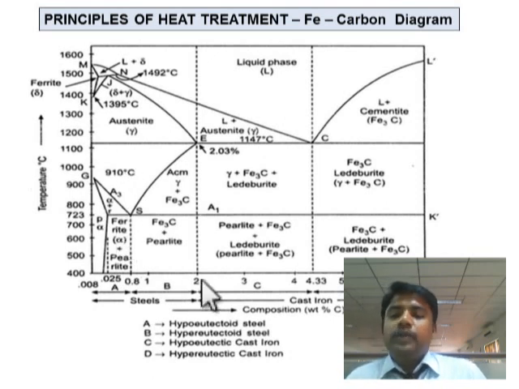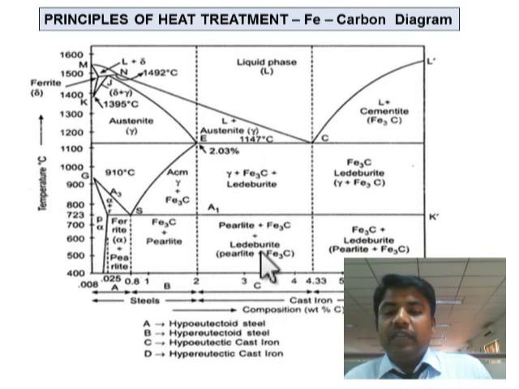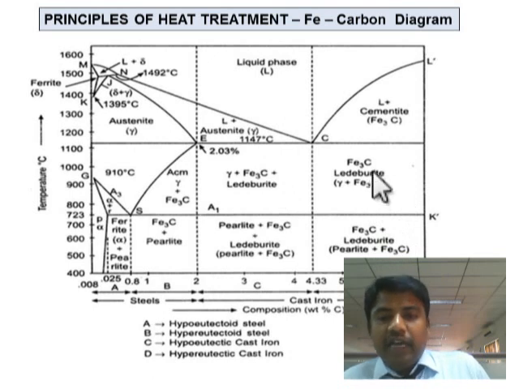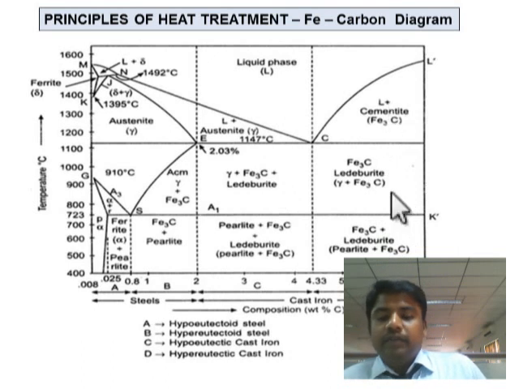Here 2% to 4.33% we call hypoeutectic cast iron. Here initially you can see the pearlite plus ledeburite and cementite, finally go for austenite. Here again austenite plus cementite. Here you can see ledeburite and cementite, and finally austenite plus cementite, and finally getting the cementite here.